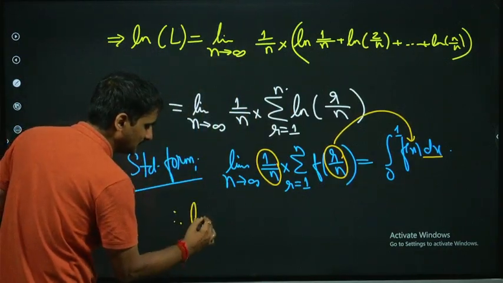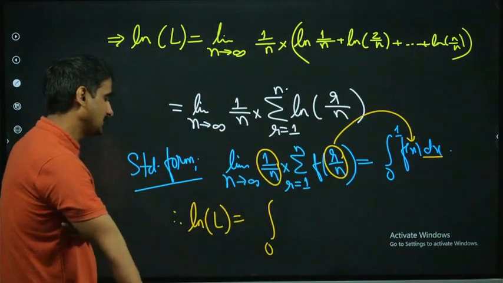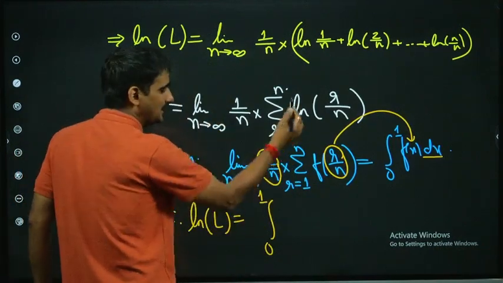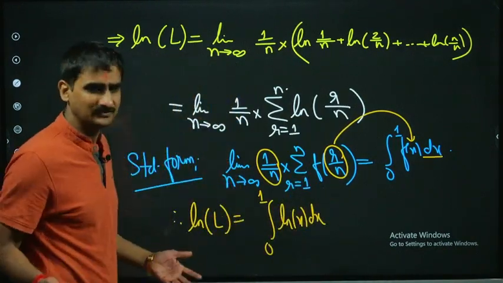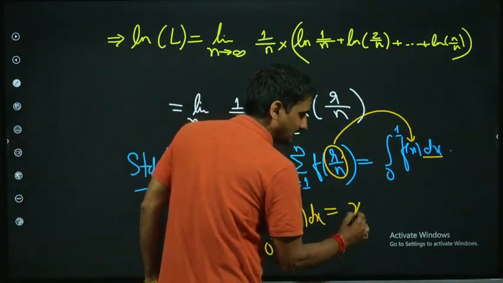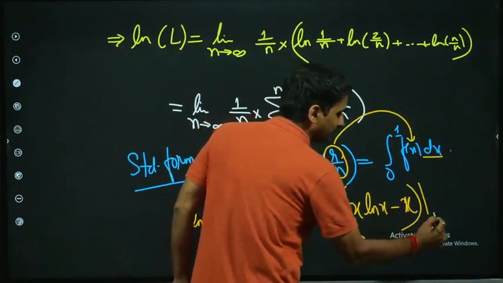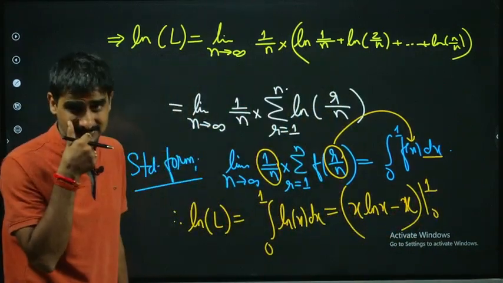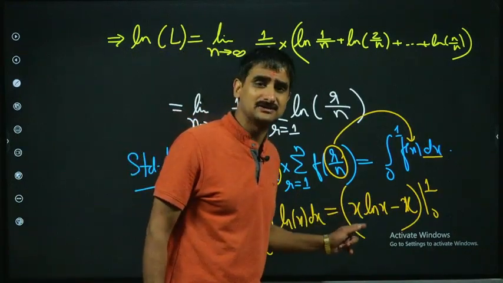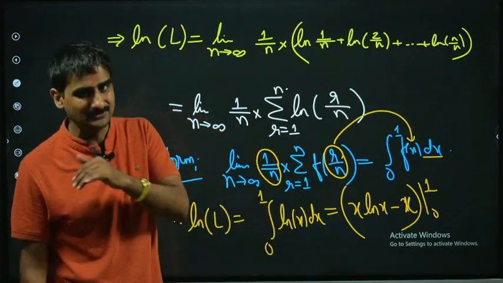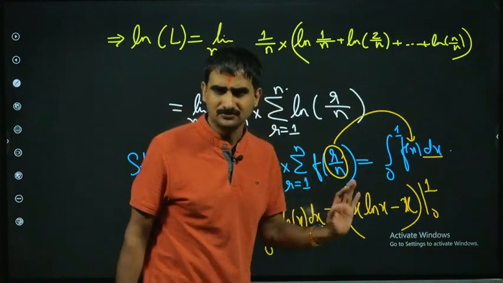So we'll say ln of L is the integral whose limit goes from 0 to 1, and the function is ln x dx here, and that's it. Now just integrate, and the integral of ln x is x ln x minus x, and that goes from 0 to 1. Now one more interesting thing is here. When we solve a definite integral, first we replace x, the variable of integration, by the upper limit minus the lower limit. So when you put x equal to 1, there is no problem because 1 into ln 1 is 0, so 0 minus 1.